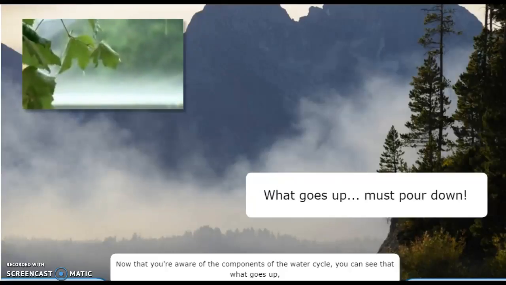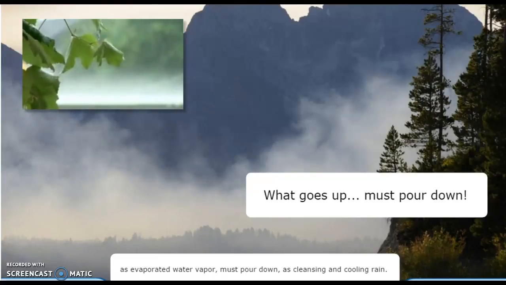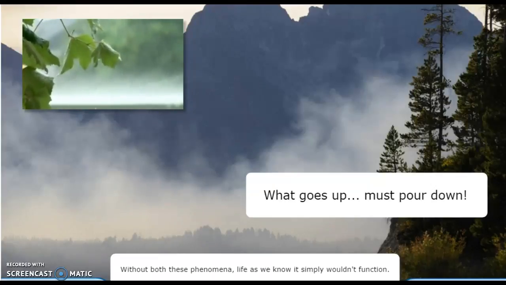Now that you're aware of the components of the water cycle, you can see that what goes up as evaporated water vapor must pour down as cleansing and cooling rain. Without both these phenomena, life as we know it simply wouldn't function.